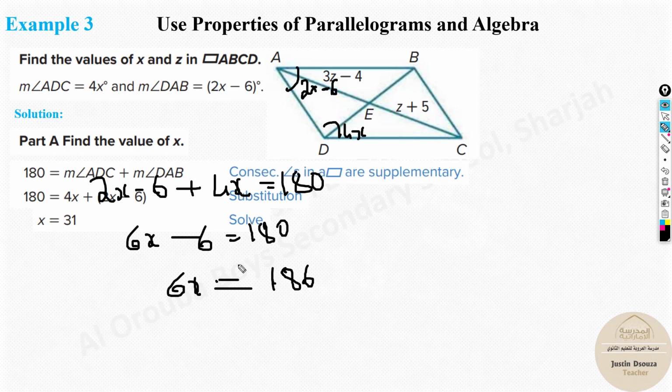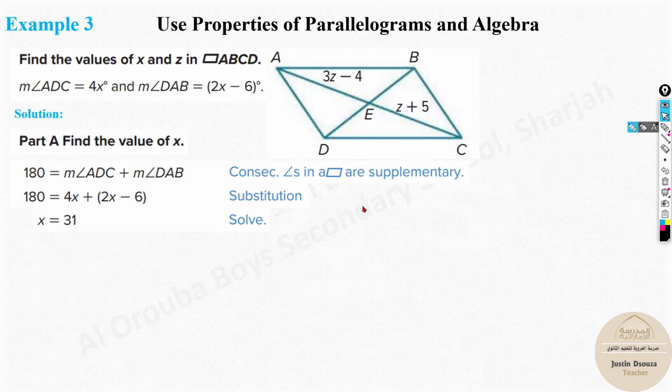186. Why? Because this minus 6 to the other side becomes plus 6, and 186 divided by 6. I know 6 times 30 is 180, and add 1 6, it will be 31. Okay, 31 is the correct answer. So x is 31. Very straightforward. Or else you can just put this entire thing in calculator and you will also get the same answer. Not to worry. Now what about the next thing?